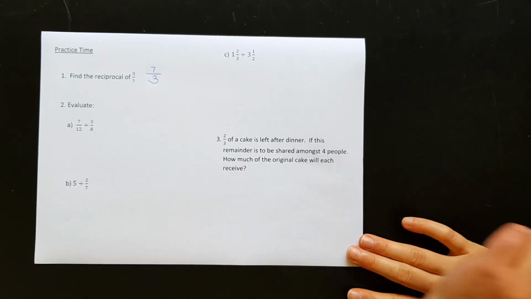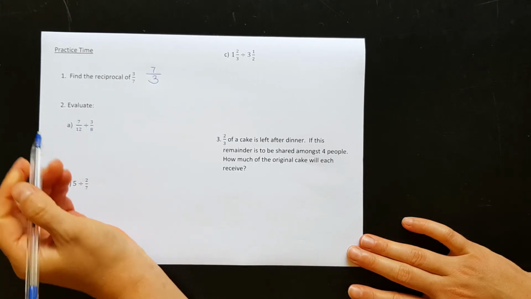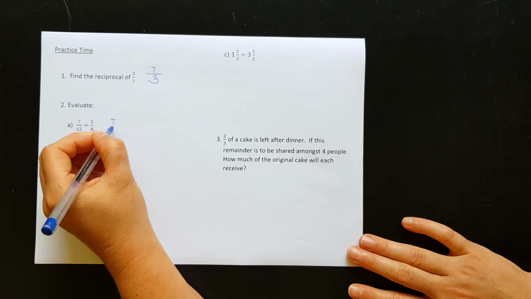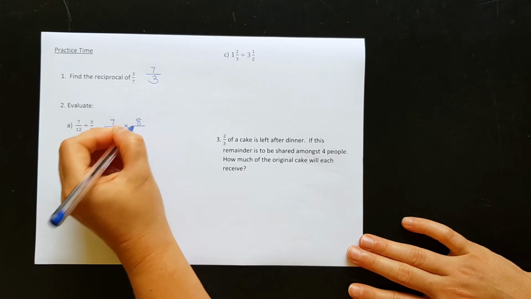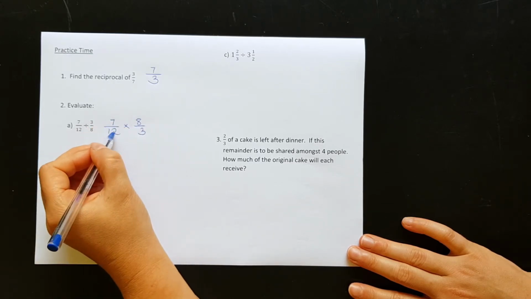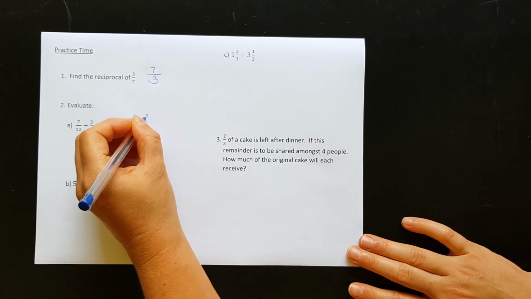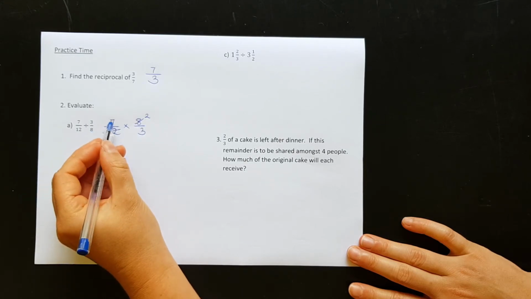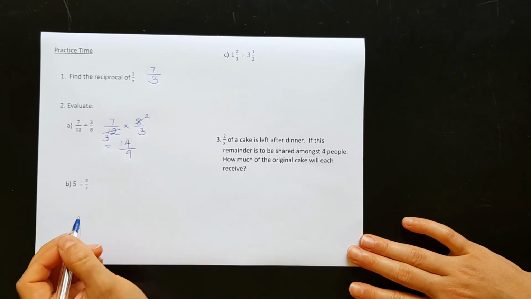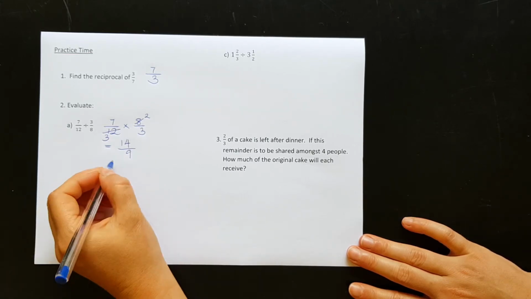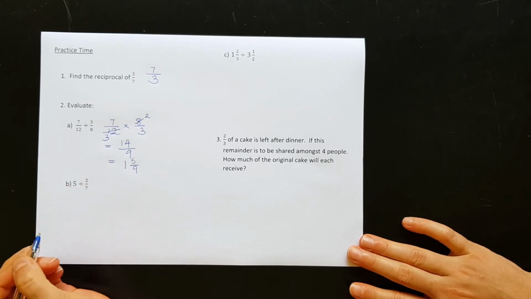Question 2, we want to evaluate each of these problems here. So we want to find what 7/12 divided by 3/8 is. So we leave the 7/12. We change the divide into a times, and we turn the second fraction upside down. Then we can cancel the 12 and the 8 by dividing by 4, which would give me 3 here and 2 there. Multiplying across the top, 7 times 2 is 14, and 3 times 3 is 9. We can write that as a mixed numeral. 9 goes into 14 once with a remainder of 5.